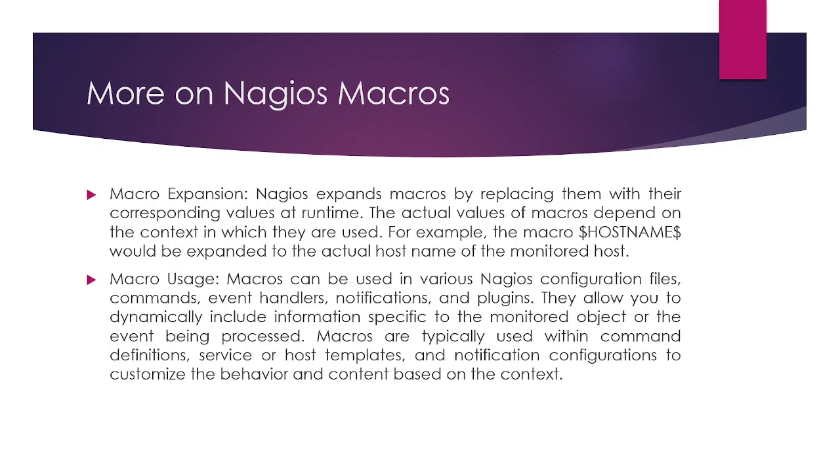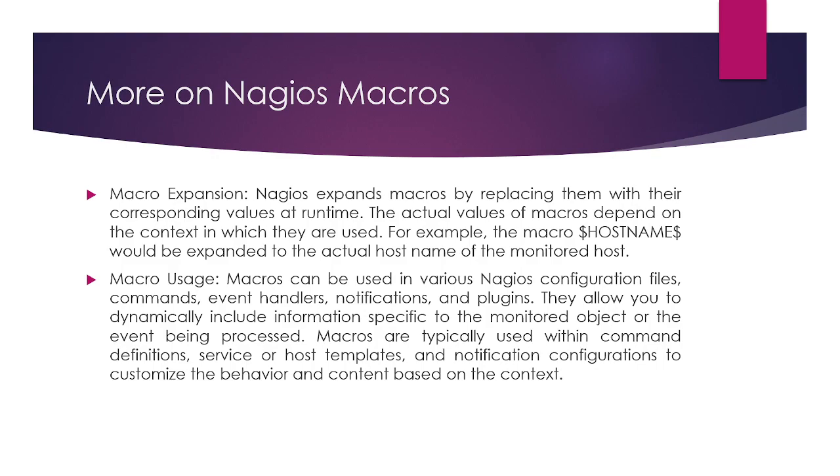And more about Nagios macros is macro expansion and macro usage. For macro expansion, Nagios expands macros by replacing them with their corresponding values at runtime. The actual values of macros depend on the context in which they are used. For example, the macro $HOSTNAME$ would be expanded to the actual host name of the monitored host. So as we discussed, macros are just like dynamic variables, they get replaced with the actual name of the host which we are monitoring.